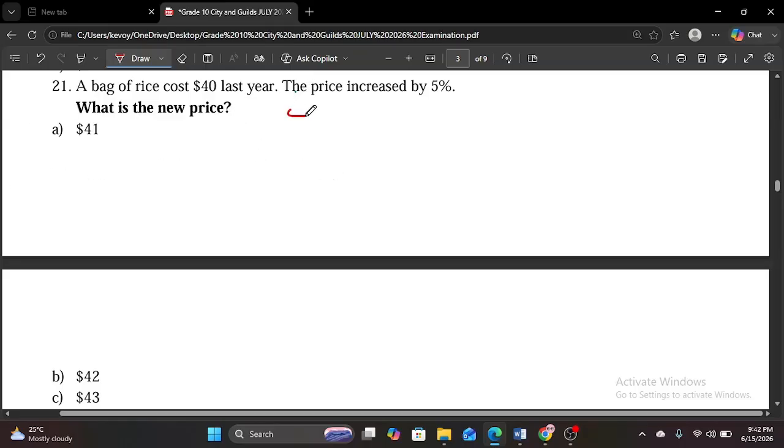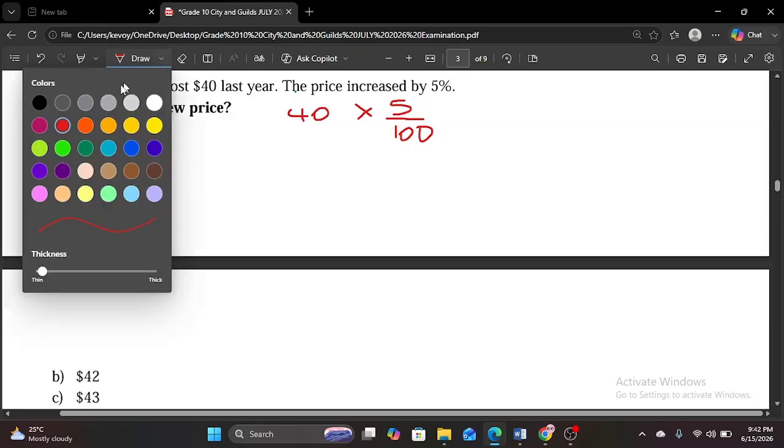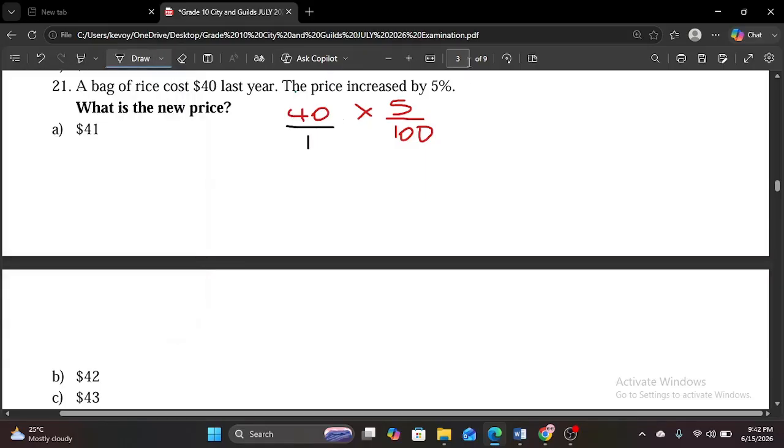So you're gonna do the same thing. So 40 times 5 over 100, so we can know what is 5%. We're doing this so we can know what is 5% of 40. All right, so we're gonna multiply the 40 by 5 over 100. So after we know what is 5% of 40, we can just add that to the 40 to know what's gonna be our new price after it increased.